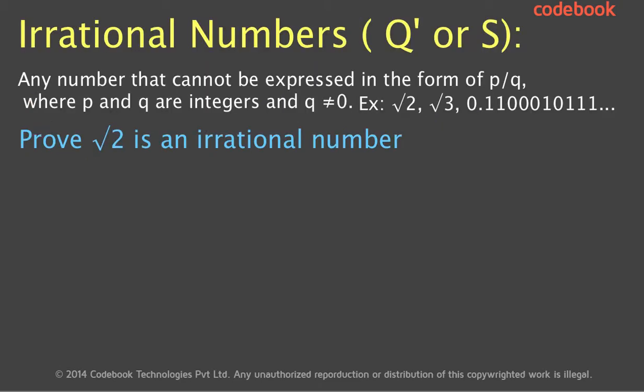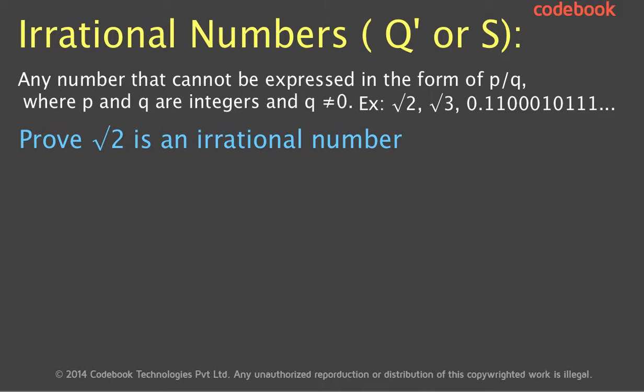So now let's look at irrational numbers. If you recall from the previous lecture on irrational numbers in class 9, we discussed that a number that cannot be expressed in the form of p by q, where p and q are integers and q is not equal to 0, is called an irrational number. We also discussed that irrational numbers are non-repeating and non-terminating decimals, and they are represented with Q complement or S. So in class 10, we will try to apply some of the theorems that we have learned so far and prove some statements.